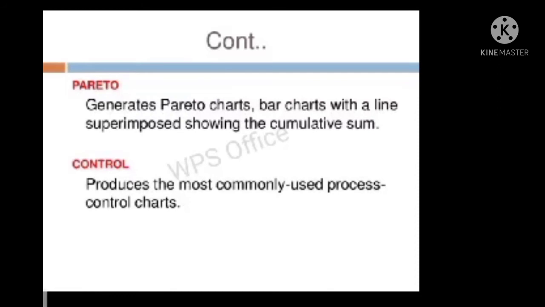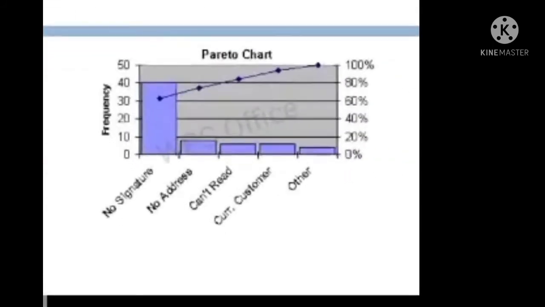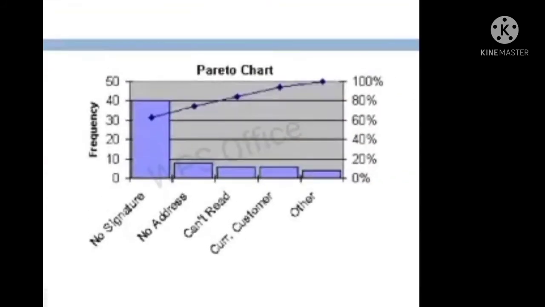Pareto generates Pareto charts, bar chart with a line superimposed showing the cumulative sum. Control produce the most commonly used process control charts. Ito yung Pareto chart. Parang pinagsamang bar graph tsaka line graph.